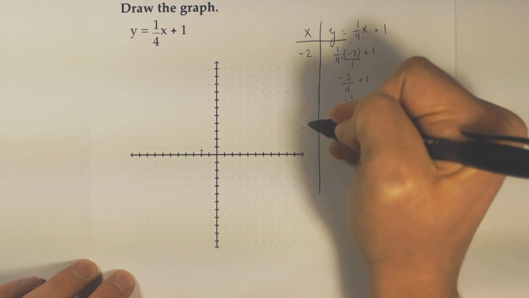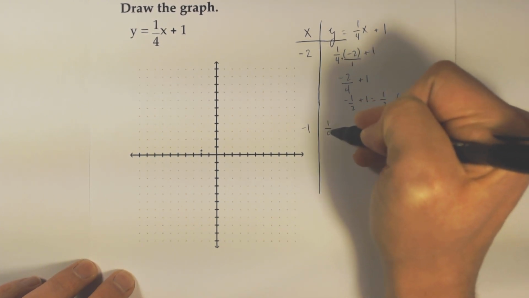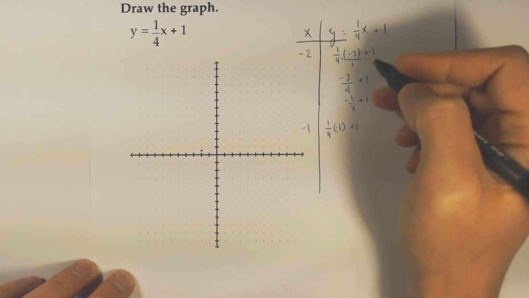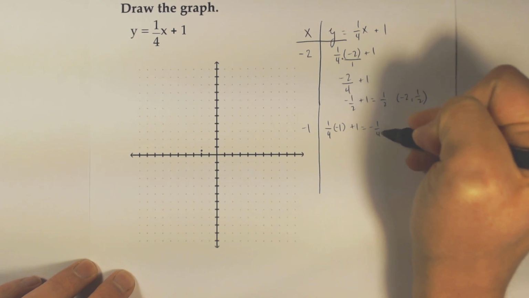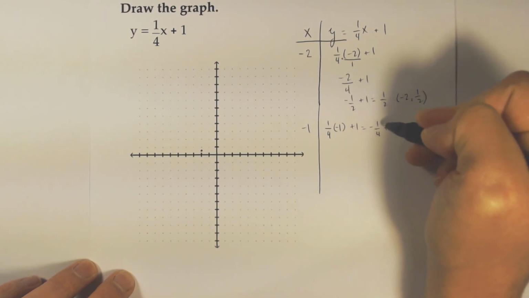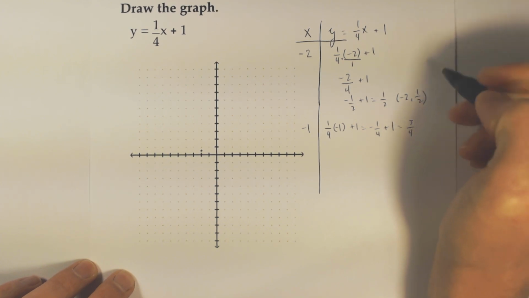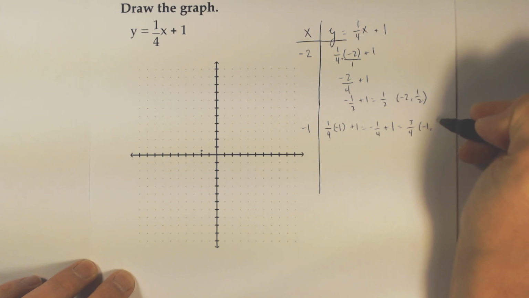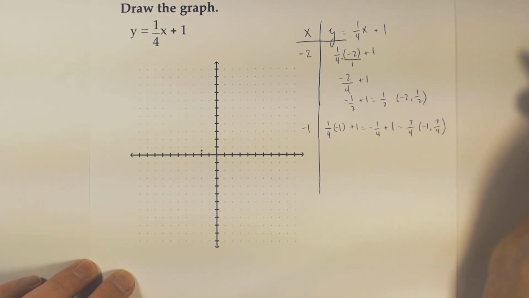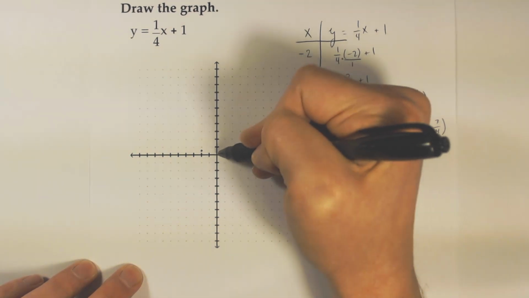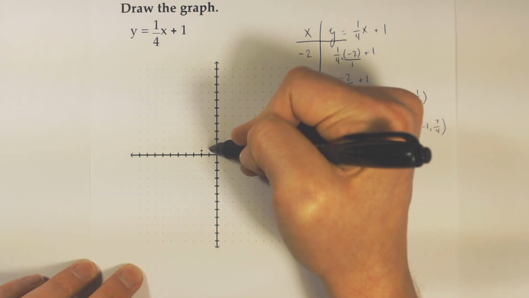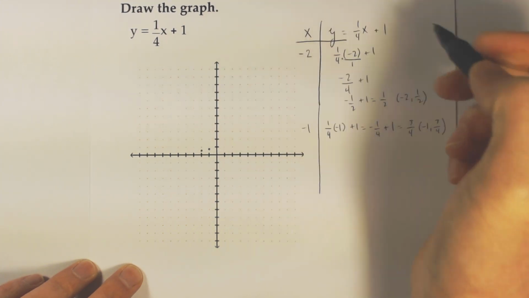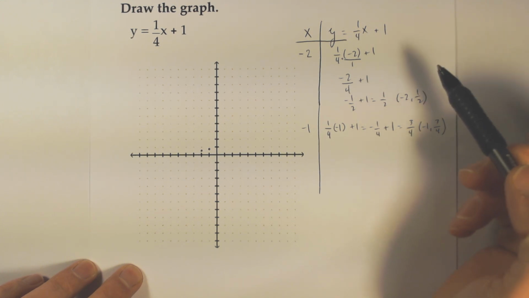So maybe we'll do a -1. So we'll go 1/4 x plus 1. So we put a -1 in for the x. So that will be -1/4 plus 1. So if you have 1 and you take away a fourth, that's going to be 3/4. So our second point here is (-1, 3/4). So to plot that, we'll start at the origin. We'll go 1 to the left, up 3/4. It's got a gentle slope on this line here. If you know slope-intercept, you know that this has a 1/4 slope.